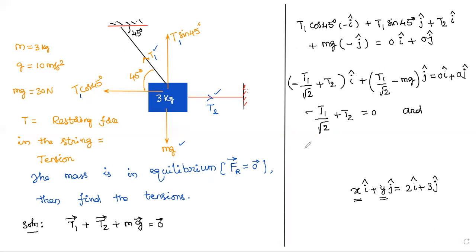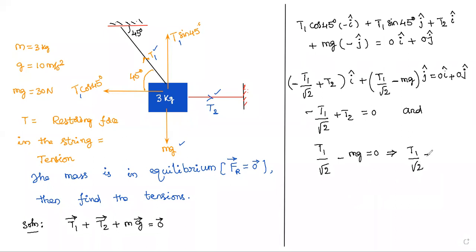And another one: T1 by root 2 minus mg. This is the j cap component, and the j cap component is also 0 there, that is equal to 0 on the right hand side. So simple. First you go with the second equation and you will get the answer, because I know mg. From this equation, T1 by root 2 equals mg.